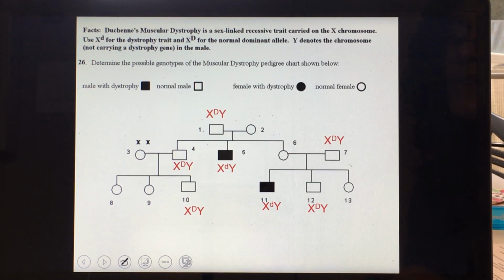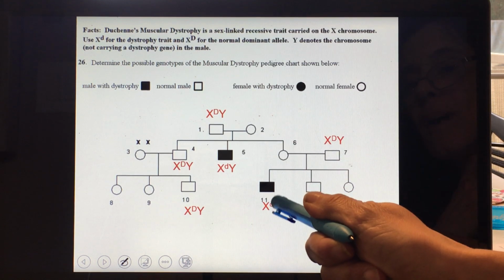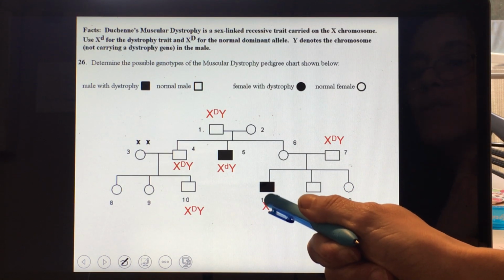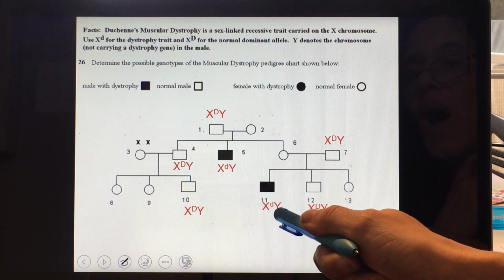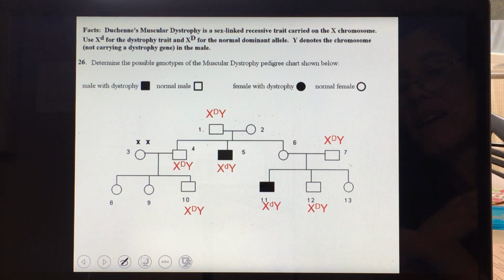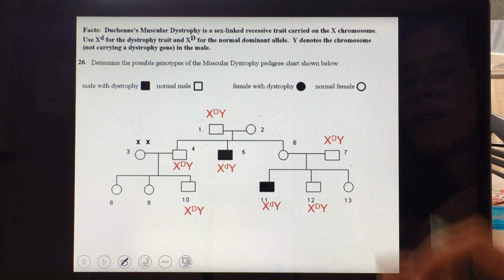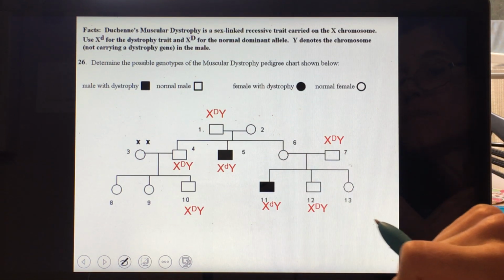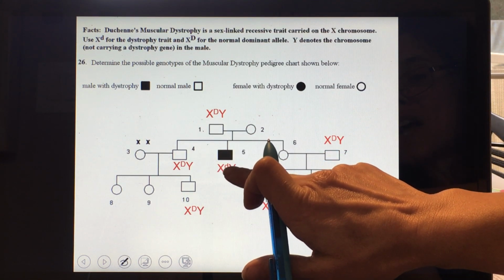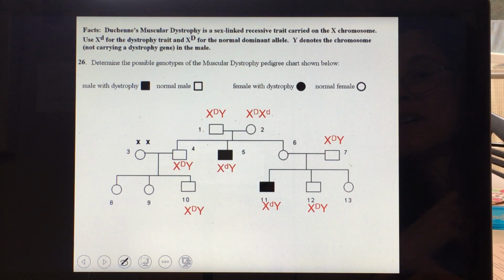Who are our carriers? So if number 11 has muscular dystrophy, he had to have gotten it from mom because he got the Y from dad, and dad is normal anyway and doesn't have that mutation to pass down. So this female would be a carrier. This female would have to be a carrier because she has a son with muscular dystrophy. So we know those two females.